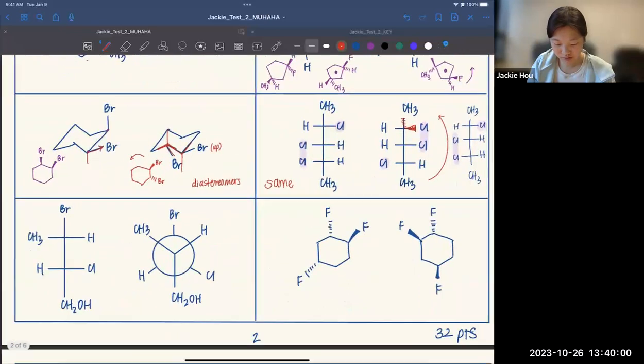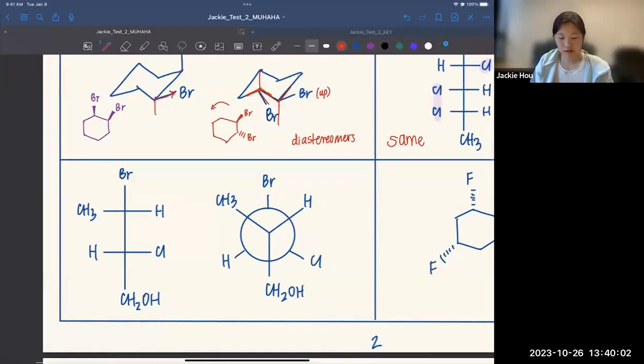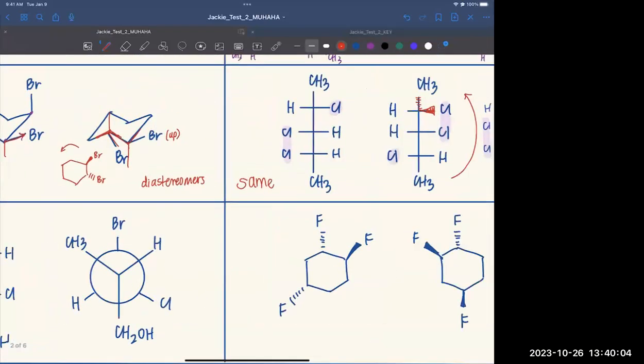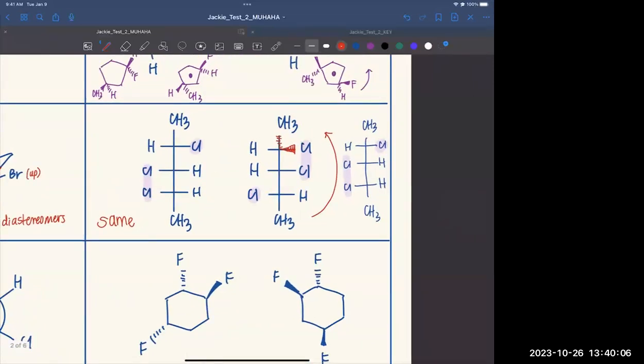Moving on. Let's say that you have a Fischer structure or two Fischer structures. And I think Patrick mentioned that if you determine the designation, the absolute configuration, for each bridgehead carbon, then you could determine whether they were diastereomers or enantiomers or the same. Would that procedure work as well or no?